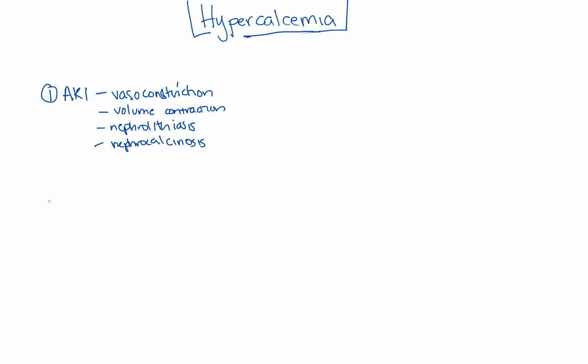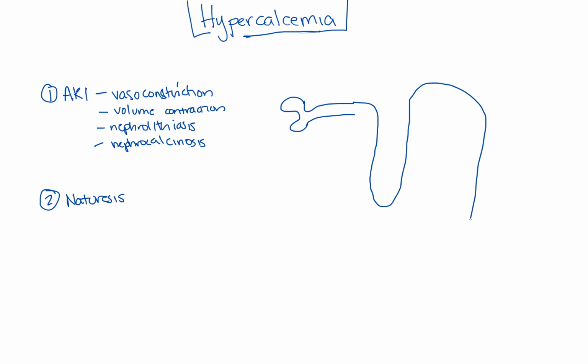The second thing that we need to be aware of is how it causes volume contraction, and it does that through natriuresis. Okay, so we're going to draw a renal tubule really quickly and talk about how. And I think this is actually a really cool mechanism, and I think when we talk about it, it should hopefully stick really well. So, how does it cause natriuresis?